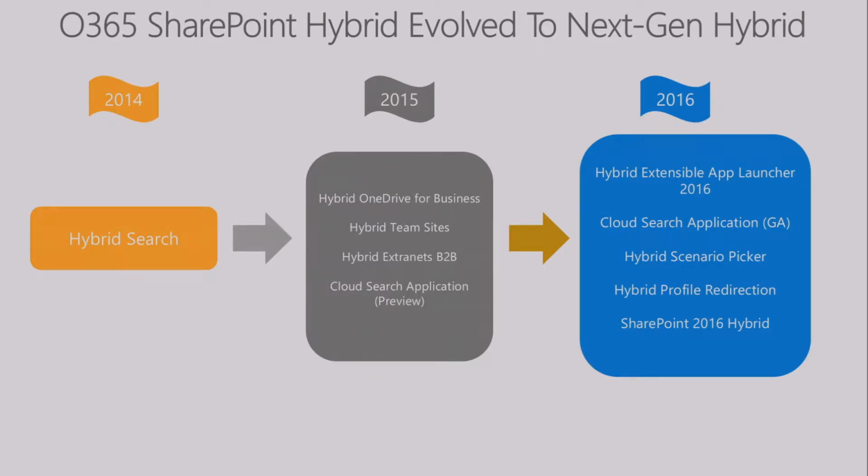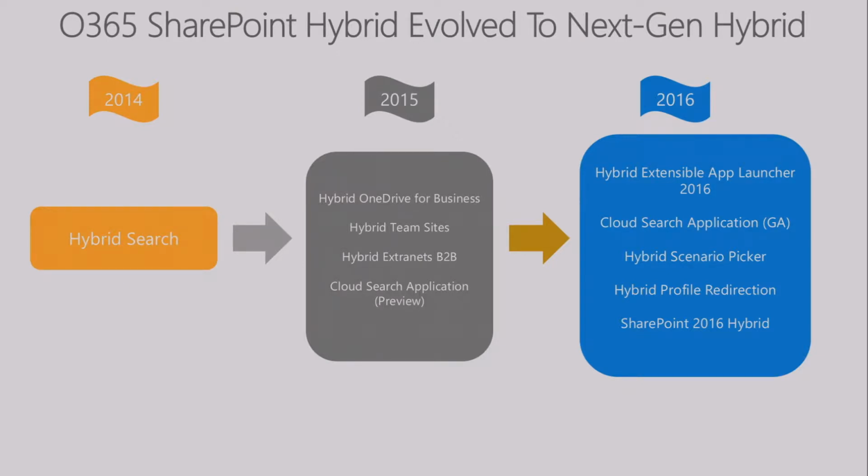The other aspect is the hybrid extensible app launcher. This year, as you know, we announced 2016 RTM back in March. As part of it, we also introduced the app launcher experience, which is the way you navigate across multiple applications in Office 365. We brought that experience to 2016 on-premises also.